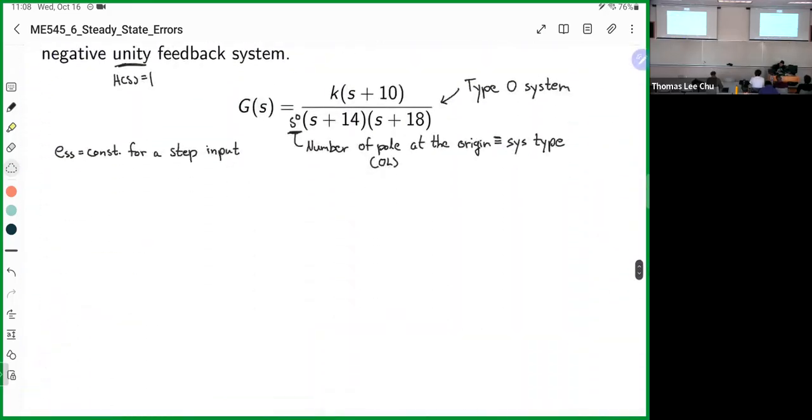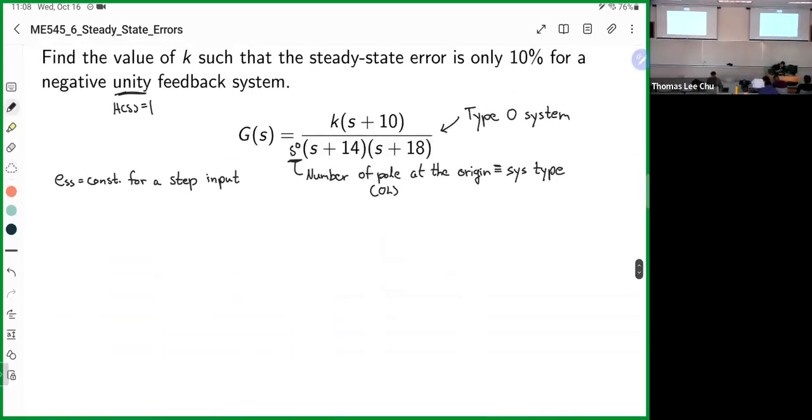All right. So we have a type 0 system. Based off of that information, it's only going to be constant for a step input. And this is only true if the system is stable. The system is going to be stable. So anyway, we want the error at steady state to be equal to 0.1. Then this is going to be for a unit step input, because it's going to correlate with 10%.